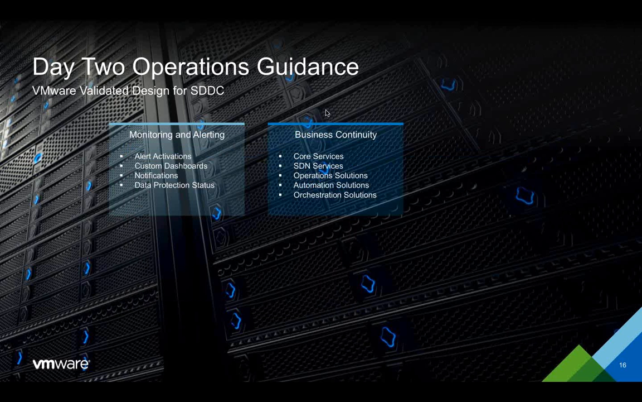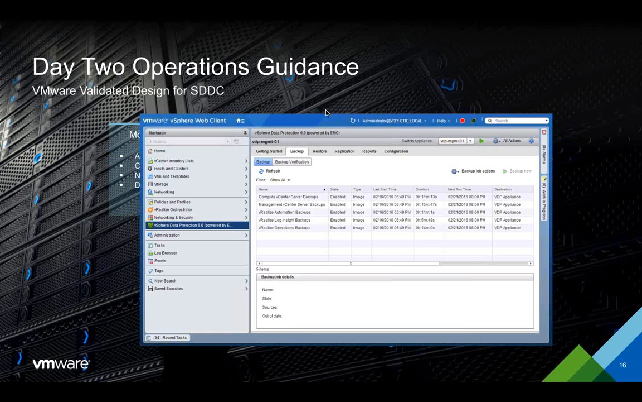Business continuity: we provide things like what operations then look like, how we automate it, how we orchestrate all the parts of your business continuity plan. So here I've got backup. We use VDP as an example. You can follow that to the letter if you want, or if you're using something else, you can follow the guidance. You get an idea of how to back up and recover the entire SDDC management stack.